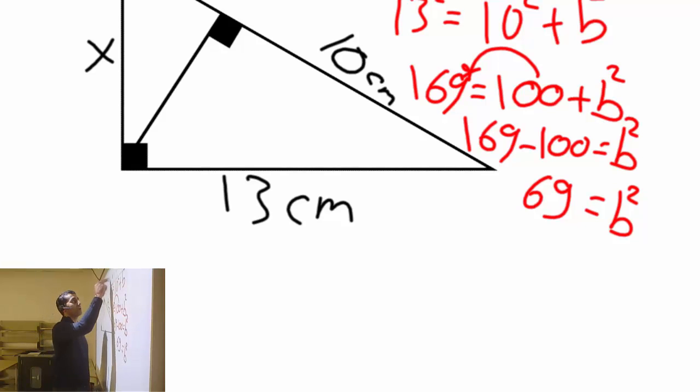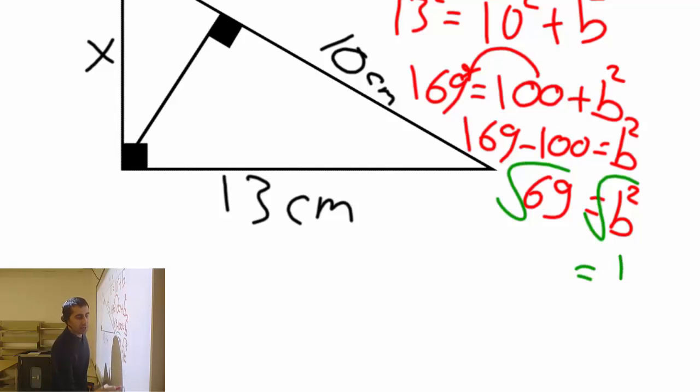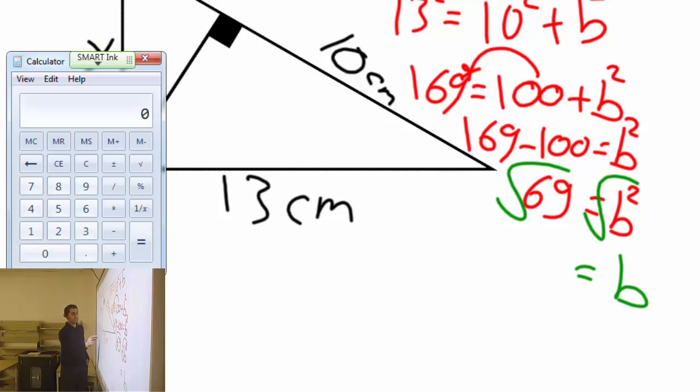So let's take the square root from both sides. Now I only have B on the right. Square root of 69. Let's calculate that. I got some numbers here. So what should I do? I don't know. Let's take a look at the handout.